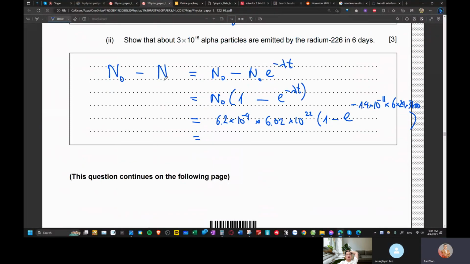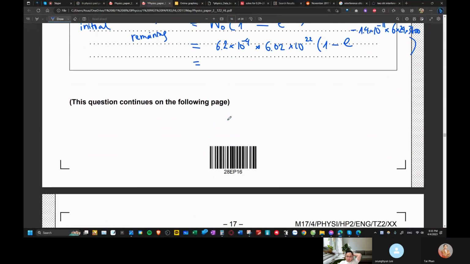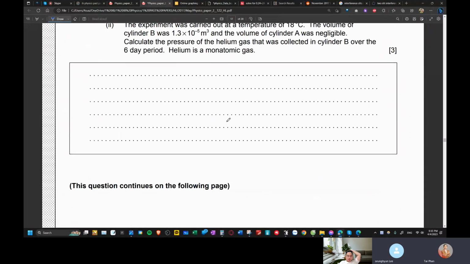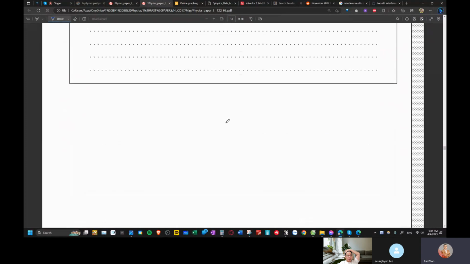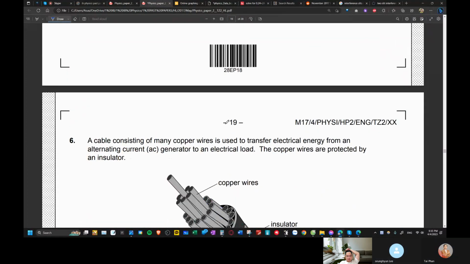You got it, right? This N is the remaining nuclei. This is the initial, at the start of the experiment. Wow, it is too long.